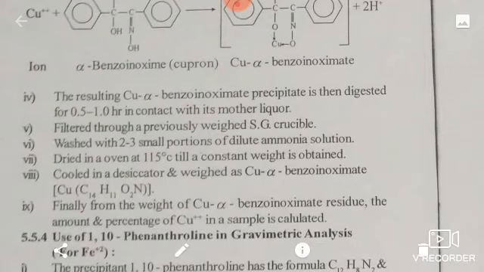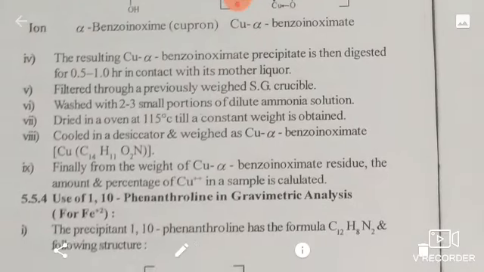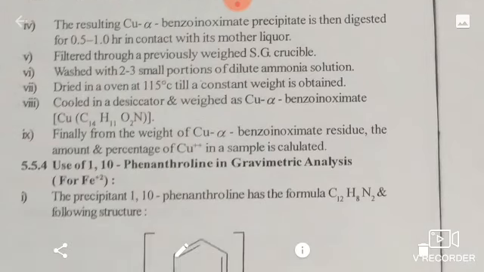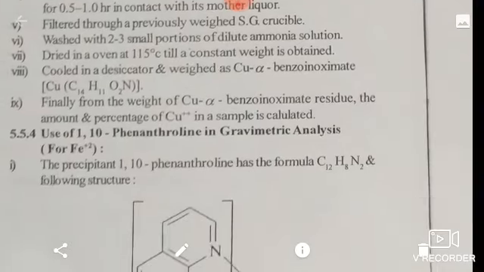0.5 to 1 hour in contact with its mother liquor, filtered through a previously weighed sintered glass crucible, washed with 2-3 small portions of dilute ammonia solution, and dried in an oven at about 150 degrees Celsius till a constant weight is obtained, cooled in a desiccator and weighed as copper alpha benzoin oximate, and finally from the weight of the copper alpha benzoin oximate residue the amount and percentage of Cu in the sample is calculated. So this is about the estimation of copper by means of cupron.